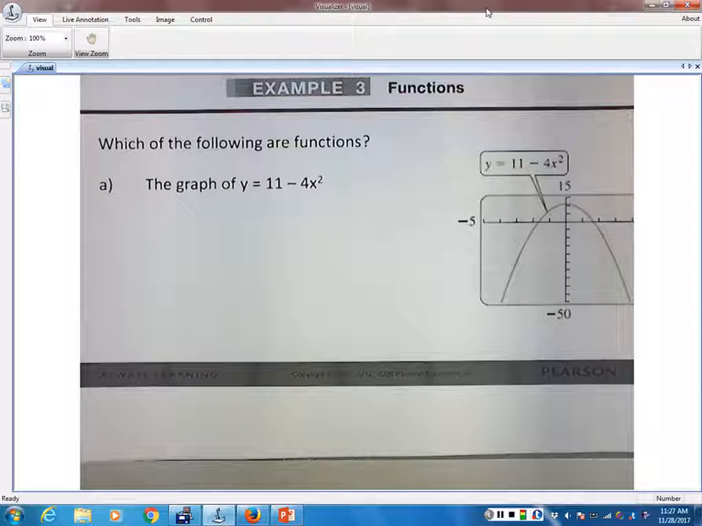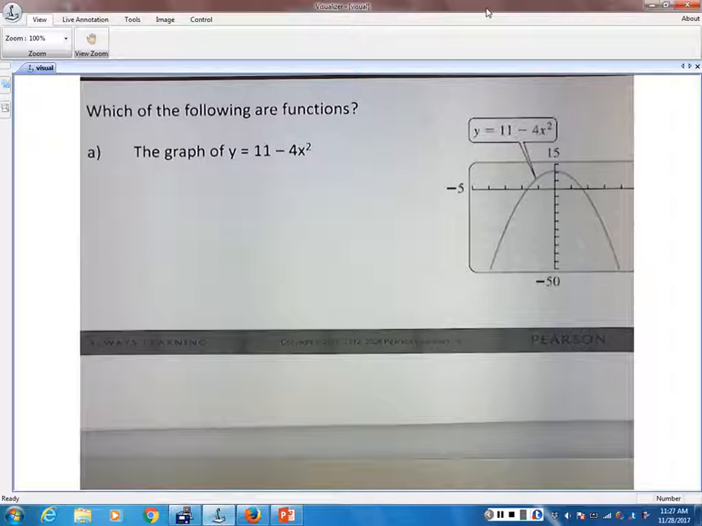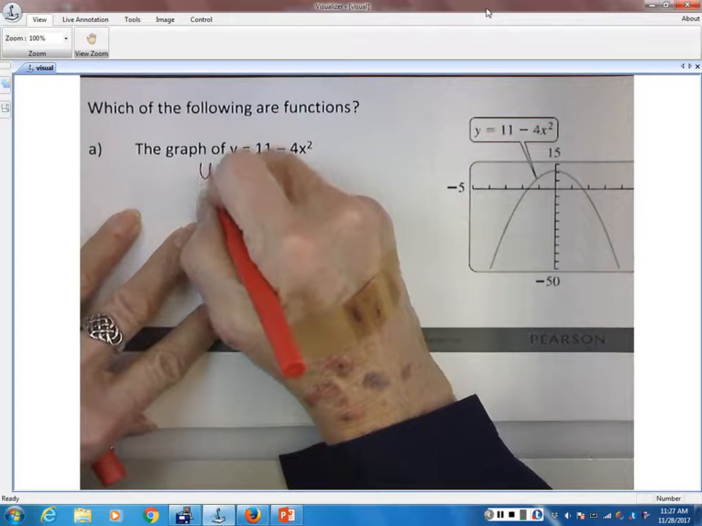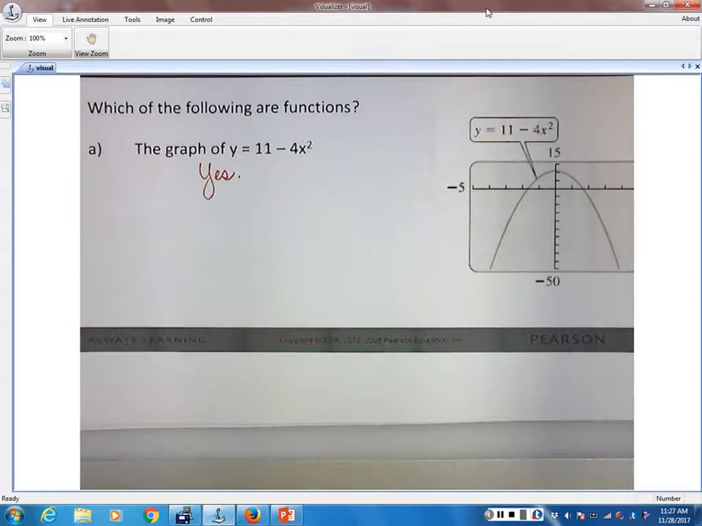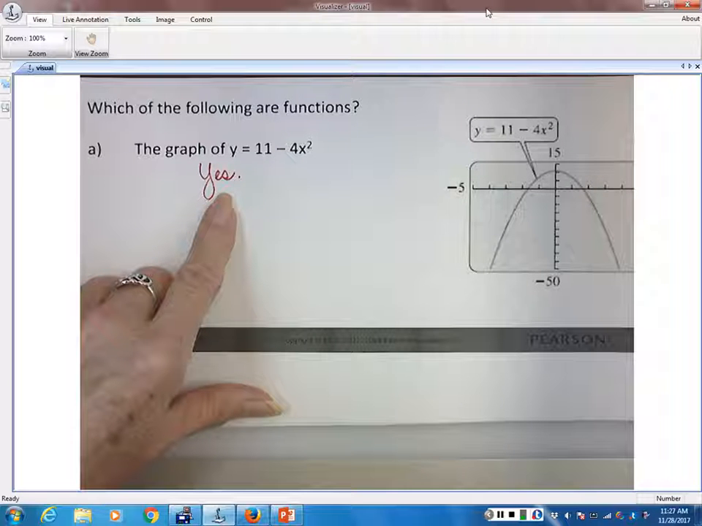Here's a graph. Is this first graph a function? Yes. Okay, I have a yes. If you think it's no rather than yes, tell me why you think it might not be. What do I need if I'm going to answer no? I need one single x value that has two y values. Does that happen? It shouldn't, because it's going to go to infinity.